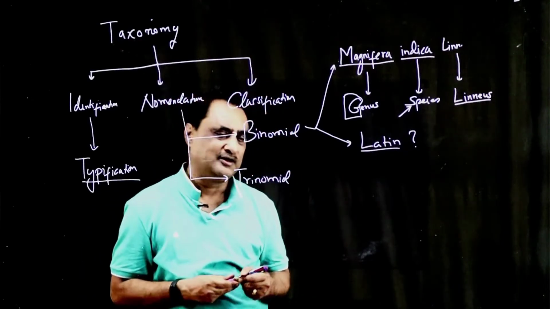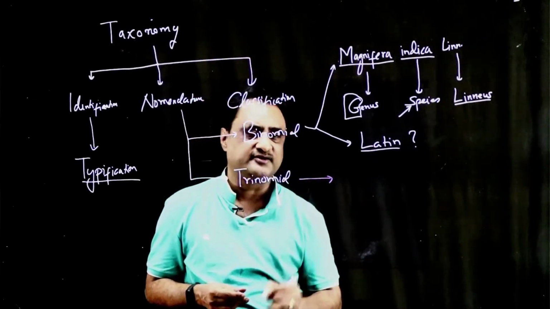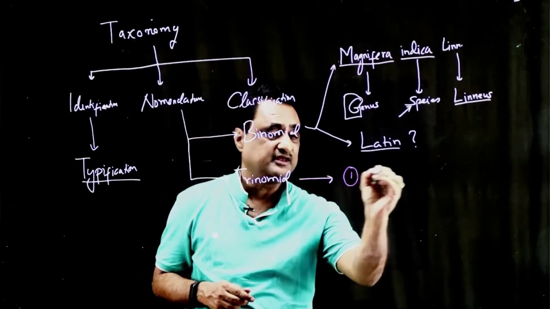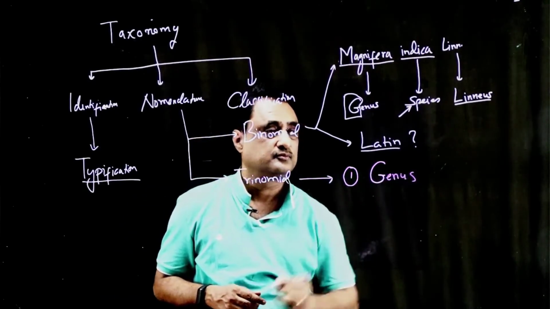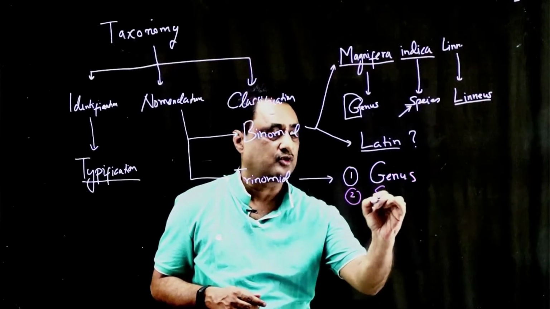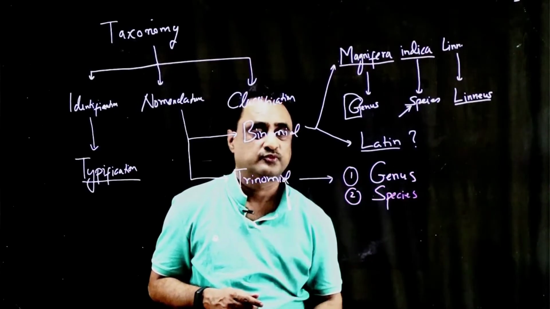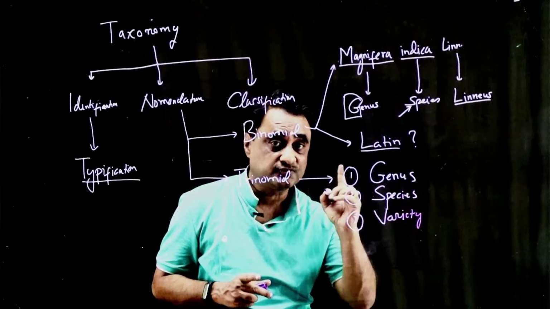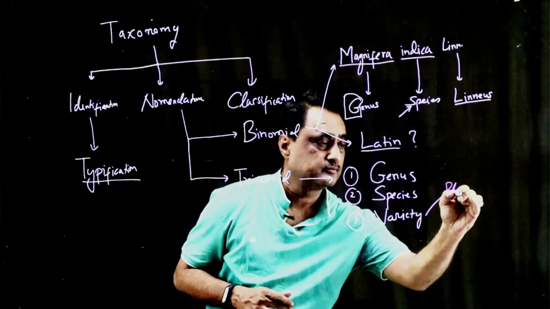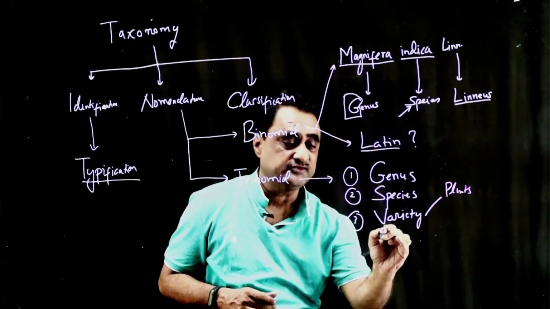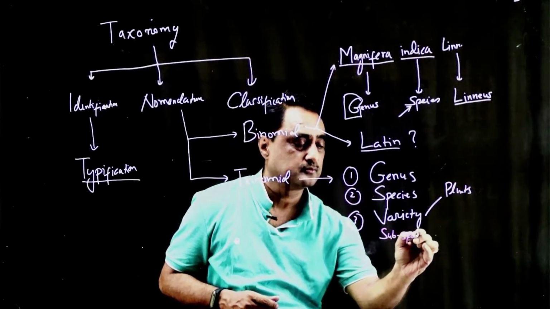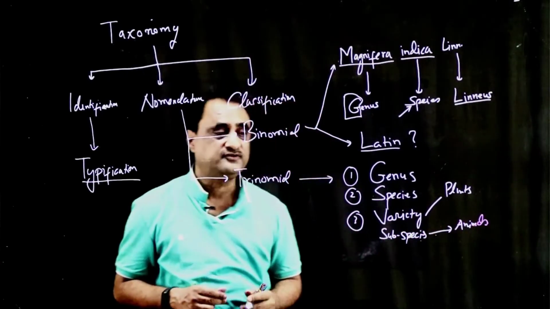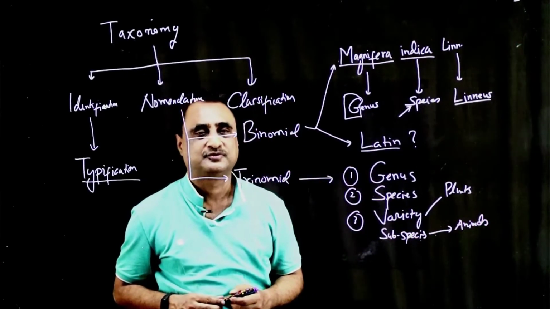Coming to the trinomial. It is of three words. What are those three words? The first, obviously, is the genus. The second is the species. The third is the variety. Mind it, variety is used for plants. In case of animals, there is a subspecies. So this is the trinomial nomenclature.